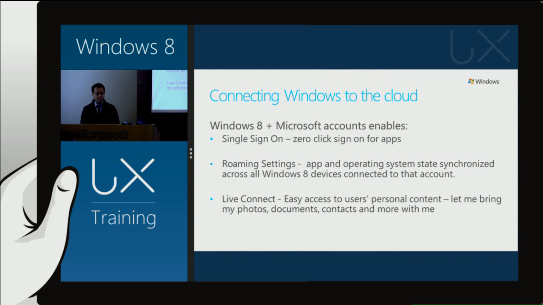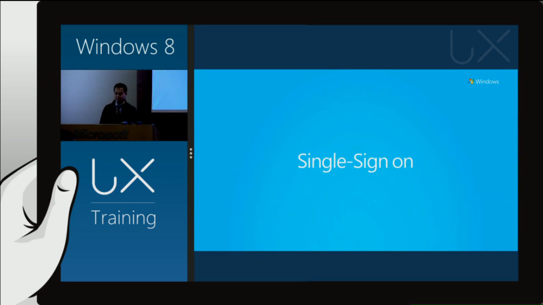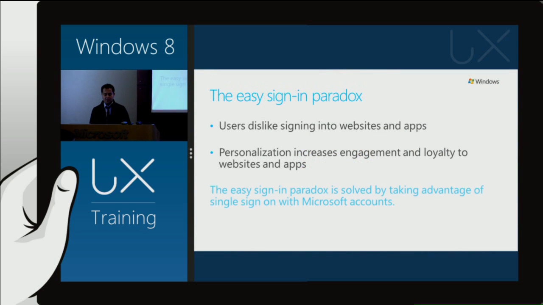Now, with Windows 8 and using, say, Windows Live ID, you can create a single sign-on experience, so you have zero-click sign-on for apps within Windows 8. Also, you can roam your user settings from app to app, from device to device. And also, you can use Live Connect so you can access information of people's personal content, such as photos, documents, contacts, etc.